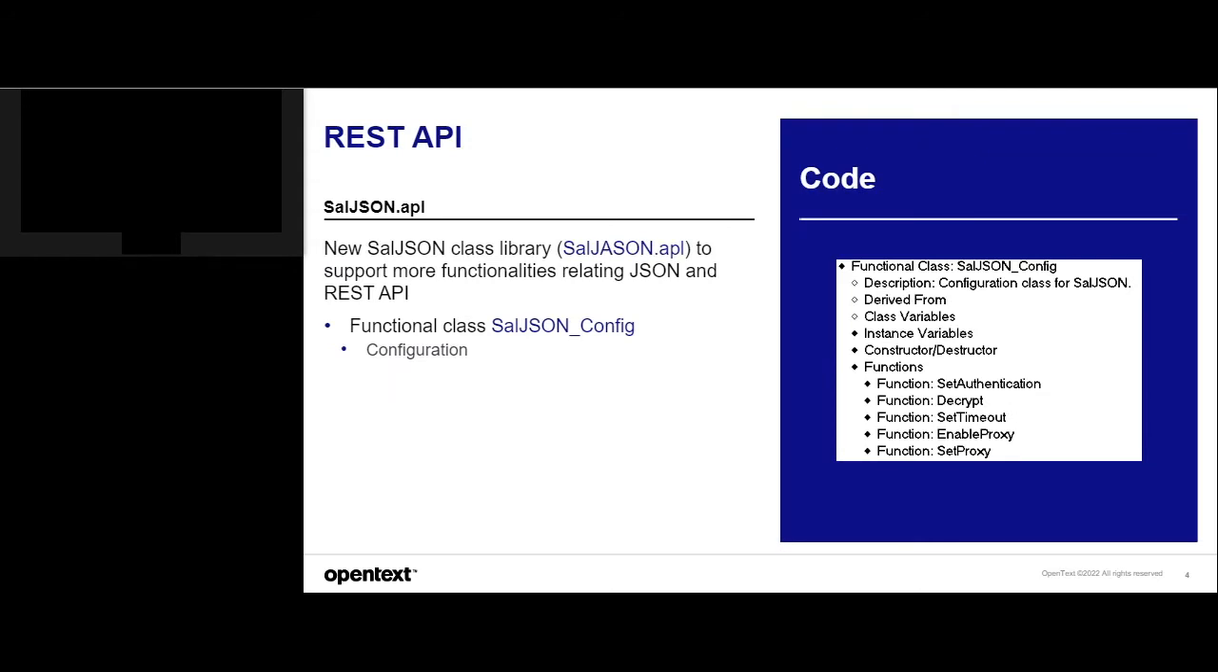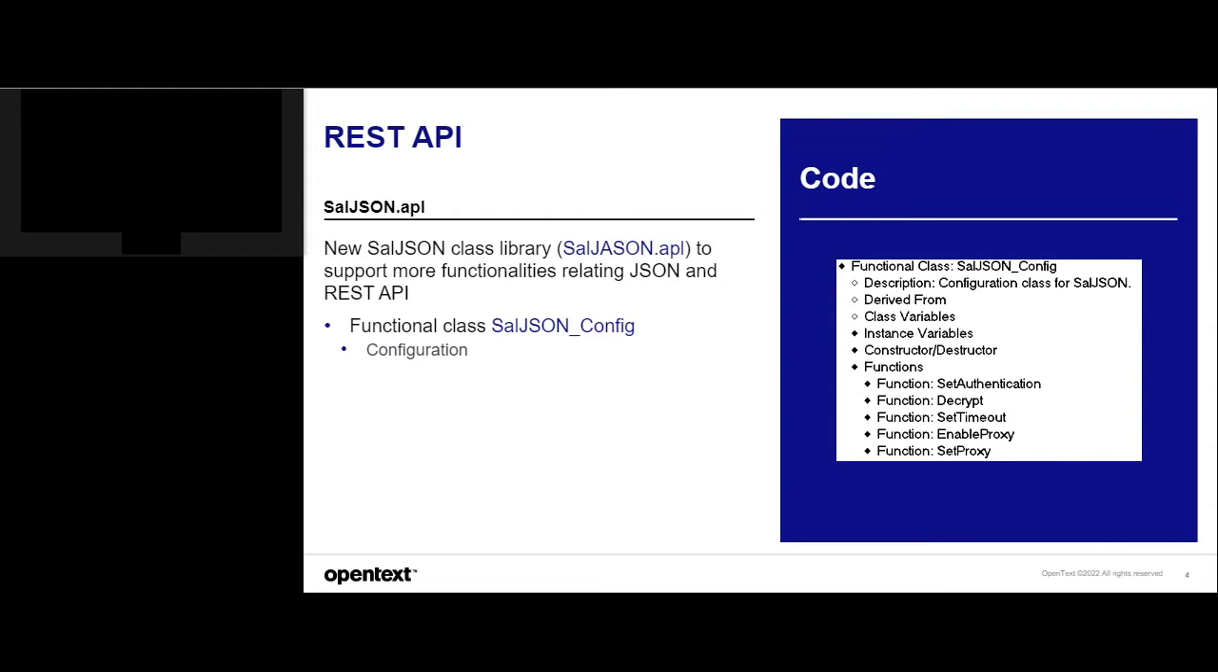So with Team Developer 7.4, we also have a Json.apl. I want to give you a short overview about this APL. First of all, we have a functional class called sul.json.config. Inside this config class, you will see we have some functions like set the authentication, set decrypt, set the timeout for a special web service. We can enable a proxy, we can set a proxy, only for configuration reasons.